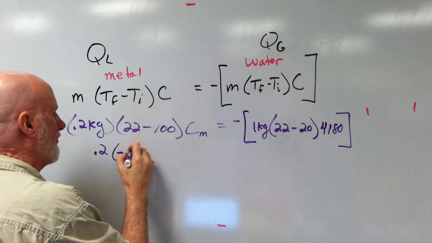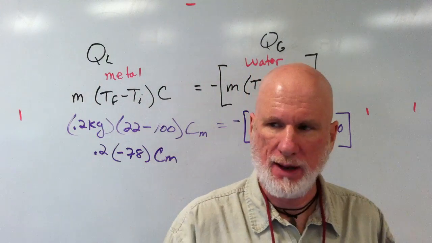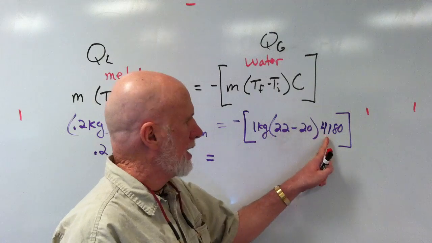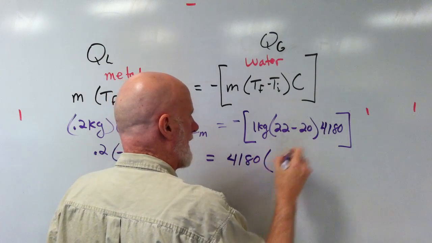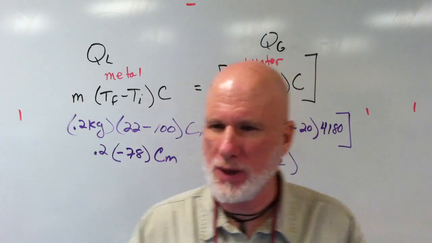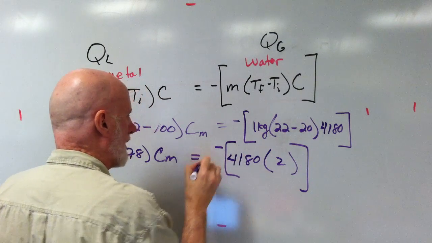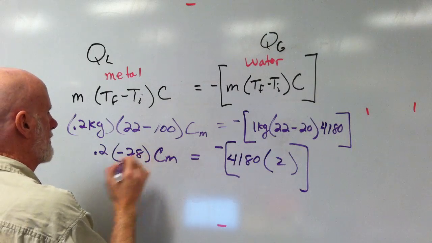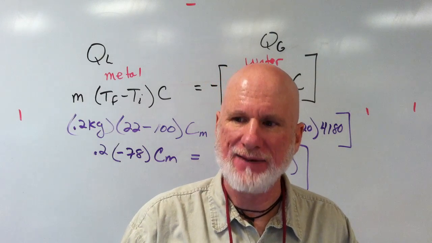Okay, so this is going to be negative 78. Is that okay? Yes, Mr. Garcia. You all right with that? Yes. Okay. And this is going to be equal to 1 times 4180, which is 4180, right? Can we say that? Yes. And that'll be 2. So far so good? It looks pretty messy right now, but we're going to clean it up a little bit. What's over here though? Negative sign, right? Okay. So what is 2 times negative 78?